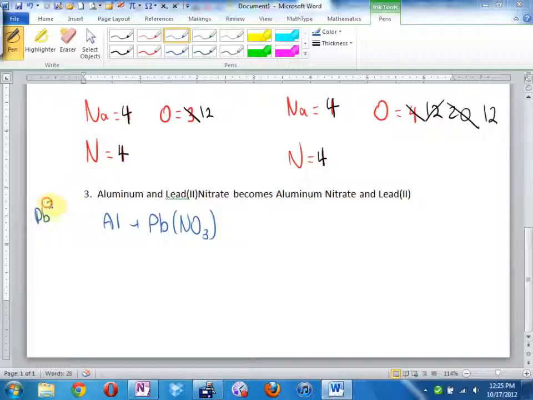It's going to be a 2 up there. And what's the charge on NO3, on nitrate? 1? Change colors, Mr. Dewick. Pb 2, NO3 1. When I crisscross, that means I'm going to have 2 of those. Oh, and Justine, 1 of the leads. Am I going to write the 1?